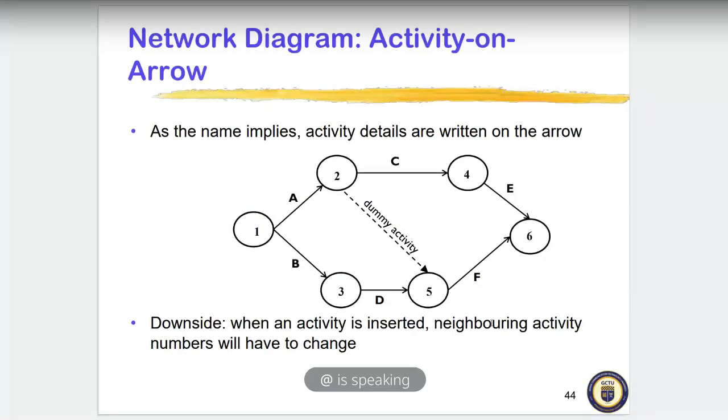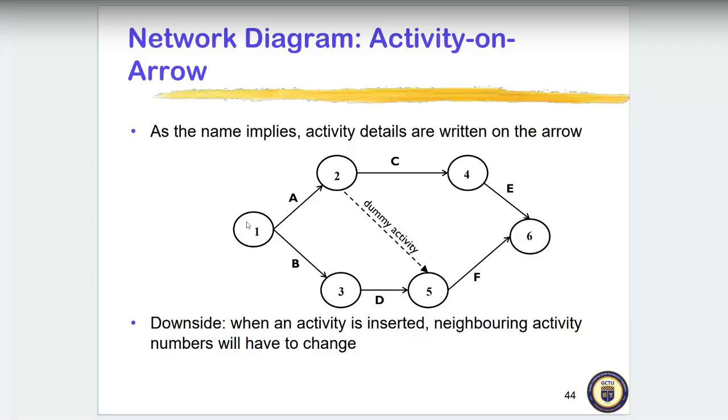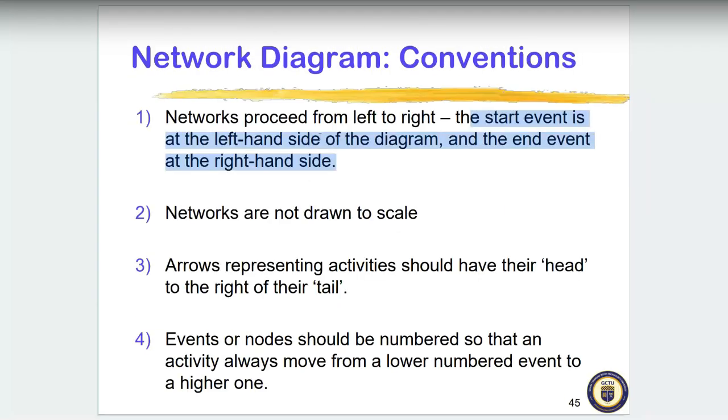Yeah. All right. So these are the conventions. Networks proceed from left to right. The start event is on the left hand side of the diagram, and the end event is on the right hand side. So as I mentioned here, there's the start, there's the end. The start for A is 1, the end for A is 2, the start for C is 2, the end for C is 4. That is what this part particularly means.